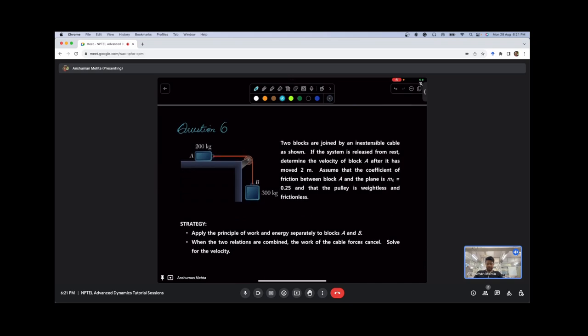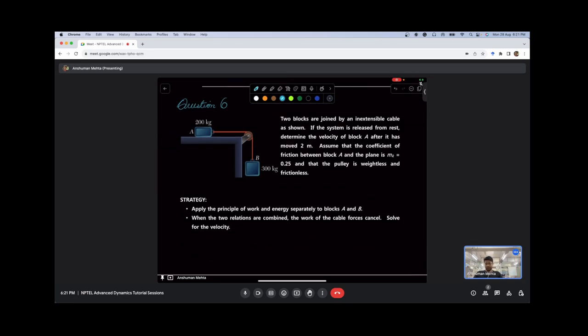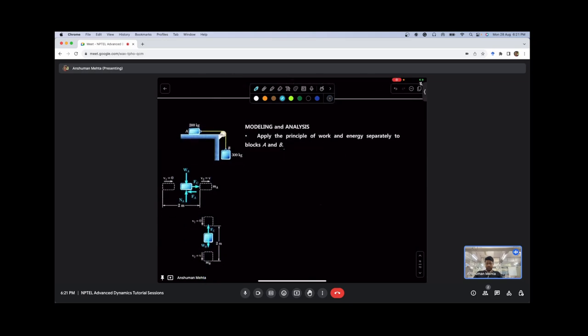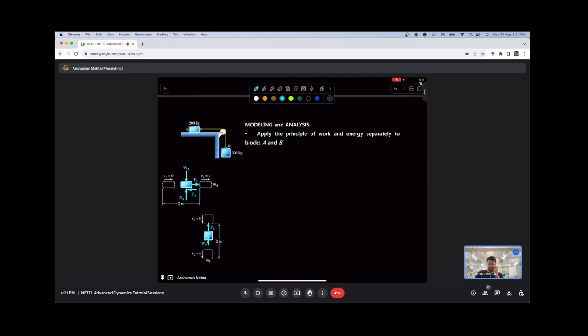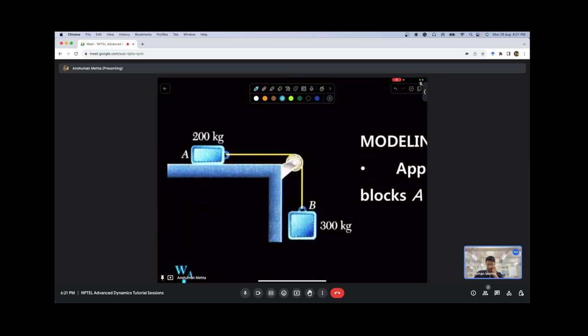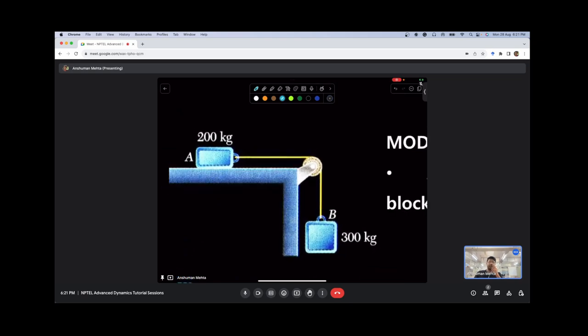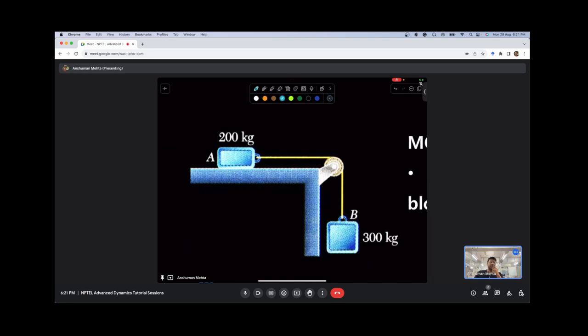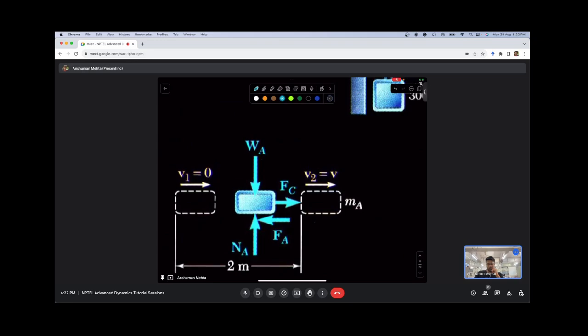So again, the strategy is to apply the principle of work and energy separately to block A and B. Then when the two relations are combined, the work of the cable force cancels, and then we can solve for the velocity. So first is modeling and analysis, and we are applying the principle of work and energy separately to block A and B. Now this is the figure. First, block A.